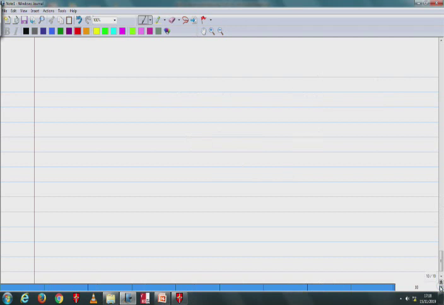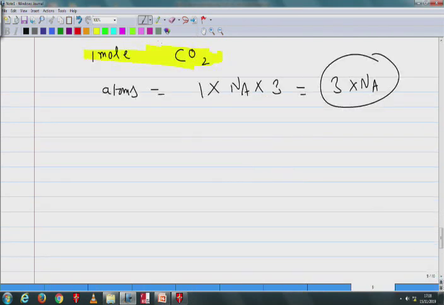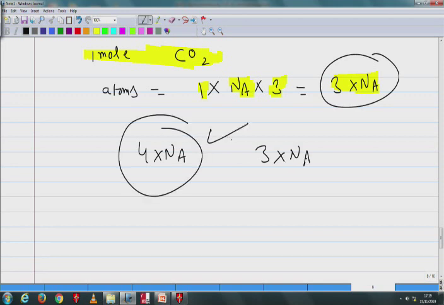See, 1 mole CO2. In the given question, moles are already present. So I just need to multiply with the Avogadro number, because CO2 has 3 atoms. How? 1 atom of carbon, 2 atoms of oxygen. That's why I'll multiply with 3. On solving, I'll get 3 into Avogadro number. If I ask you which one is bigger, 4 into Avogadro number or 3 into Avogadro number, you will simply say this one is bigger, na? So this is how I can say that this one should have higher atoms.